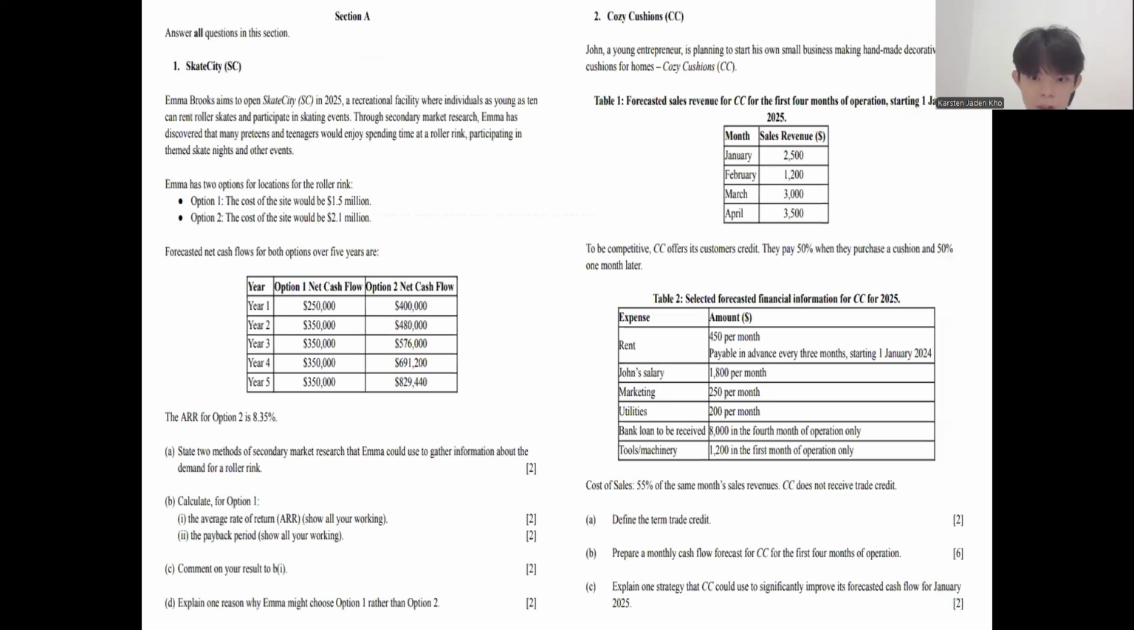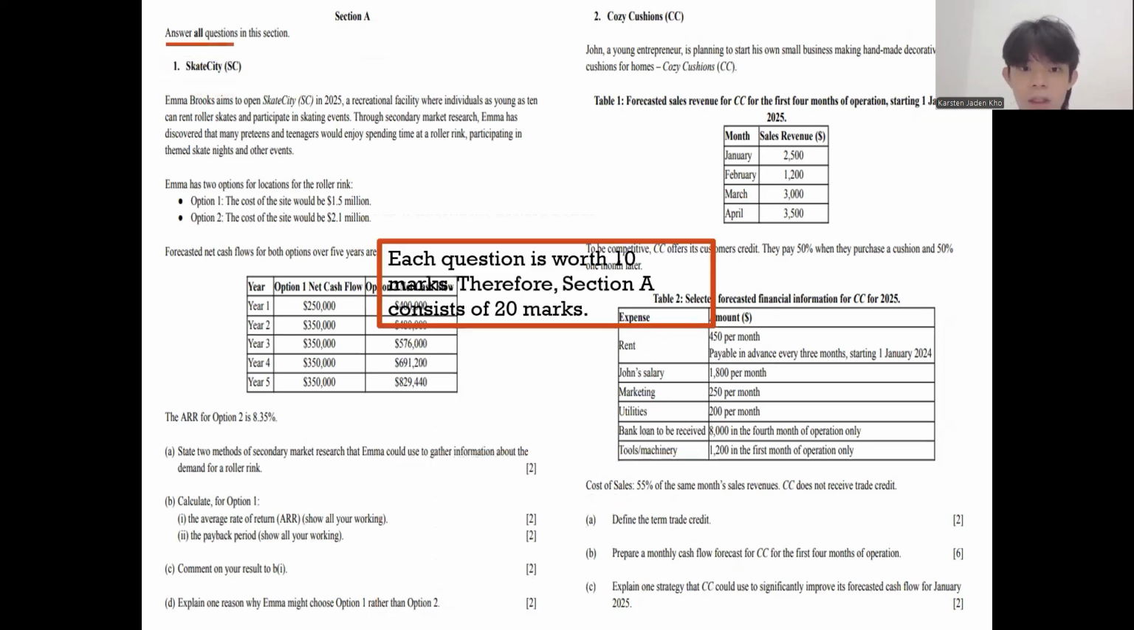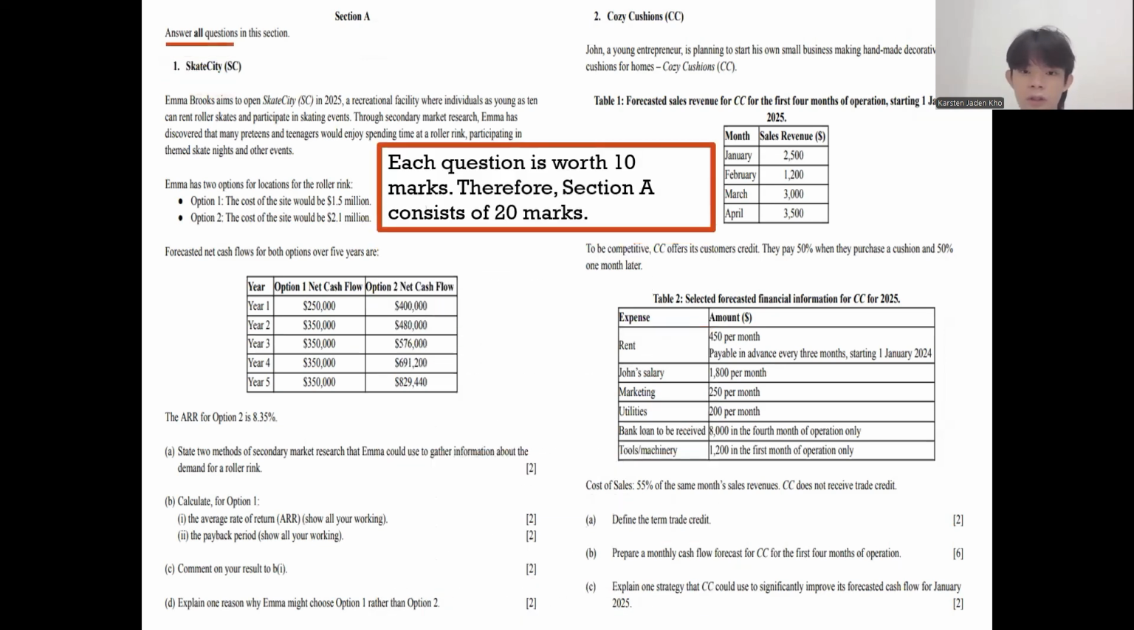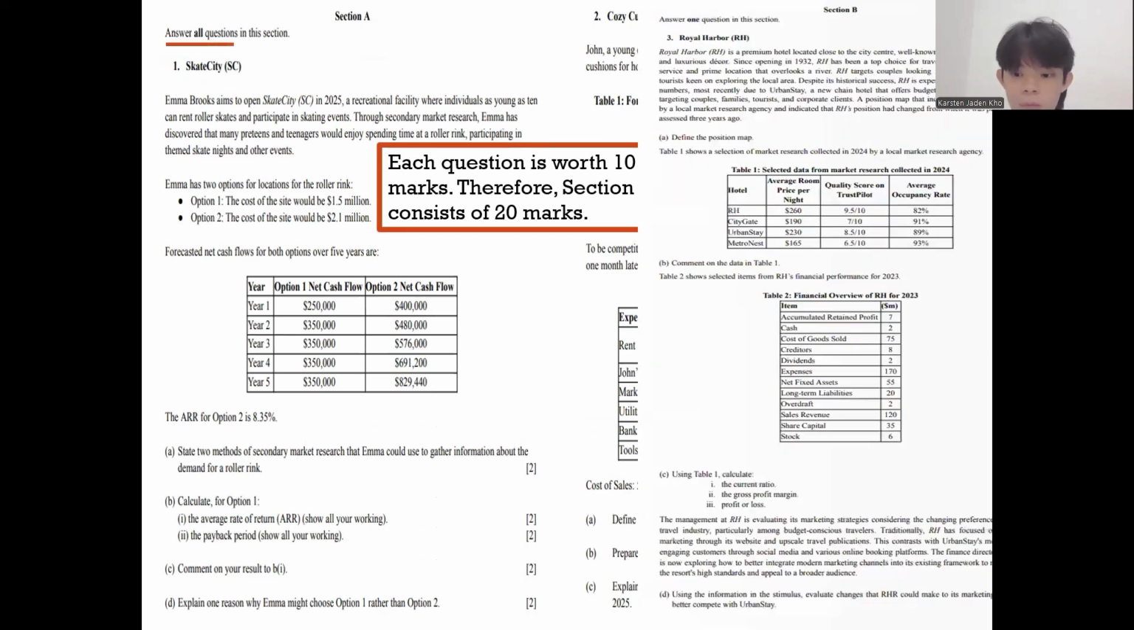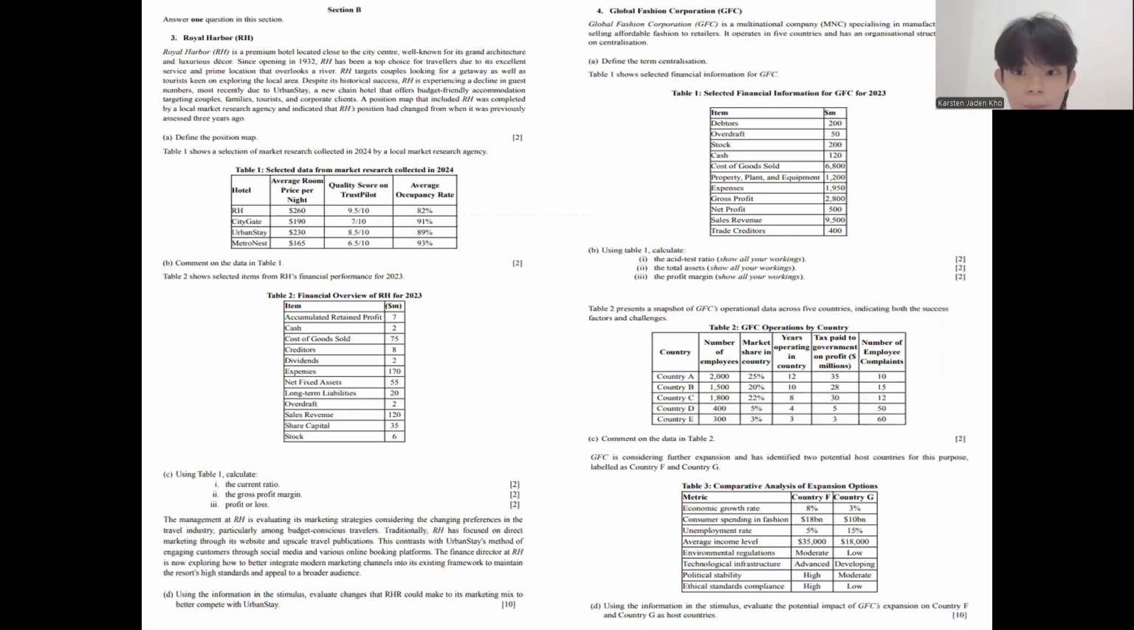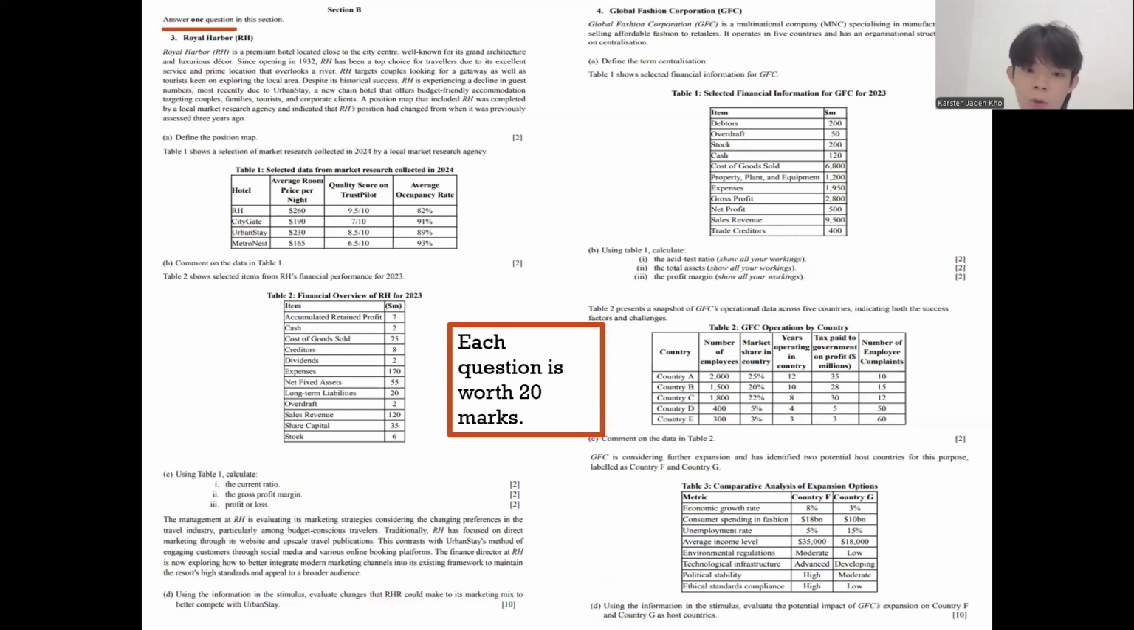As you can see, this is section A for paper 2 SL, where students are expected to answer both questions. Each question is worth 10 marks, therefore, section A consists of 20 marks. Now this is section B. As you can see, students are only expected to choose one and answer one question. Each question is worth 20 marks, which makes that 40 marks for paper 2 SL.